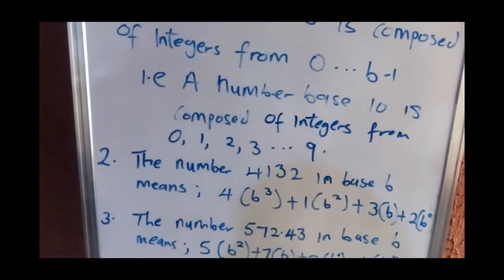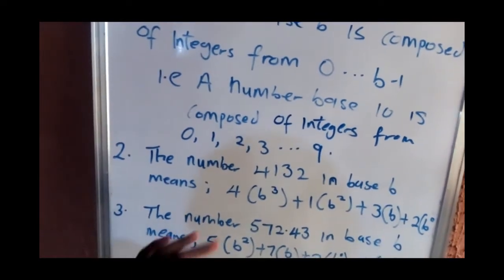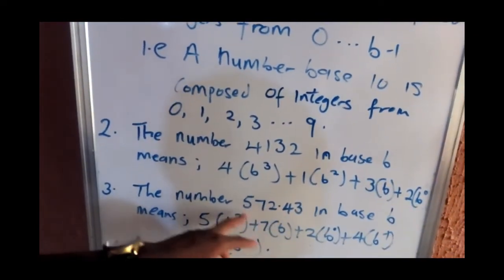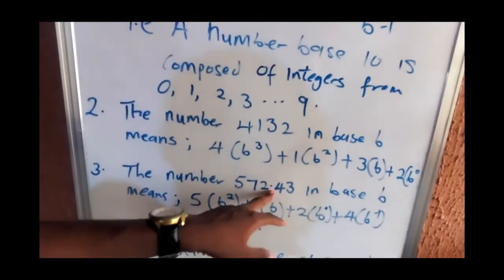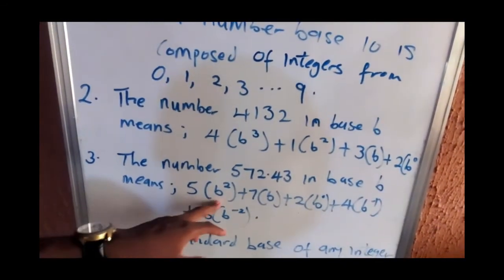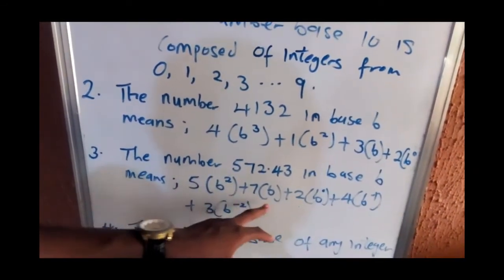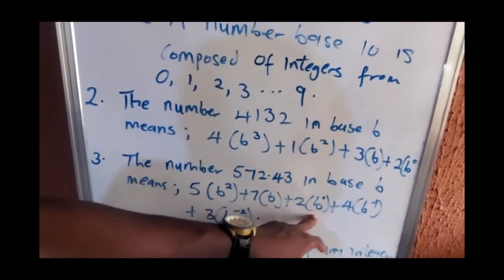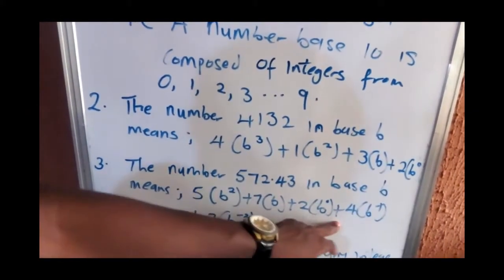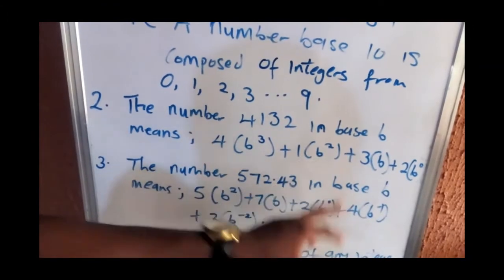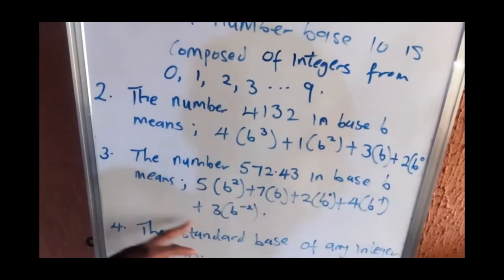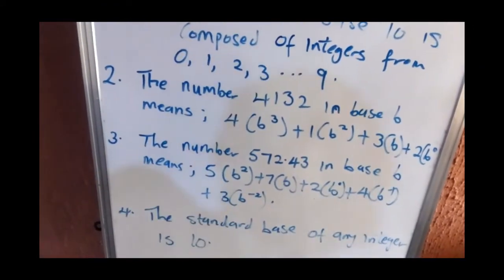I want you to also know that whenever you are dealing with a decimal point, a number in base b that has a decimal point means 5 times b raised to power 2, plus 7 times b, plus 2 times b raised to power 0. Then, because of this point, the 4 becomes power minus 1: 4 times b raised to power minus 1, plus 3 times b raised to power minus 2.